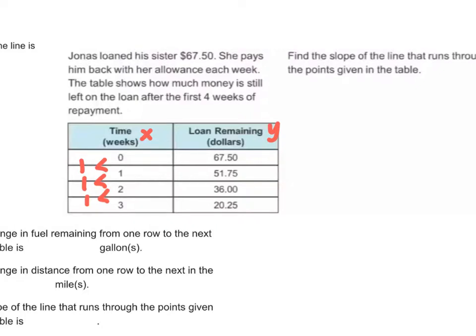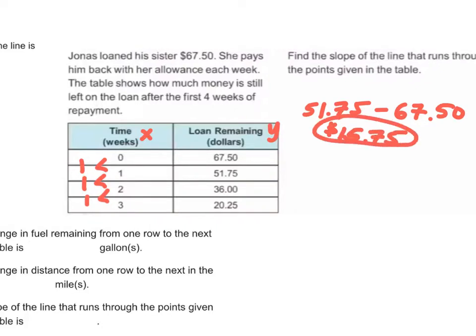And that's going to give us, okay, let me write this down. 51.75 minus 67.50, 67.5. And that's going to give me negative 15.75. Okay? And so that's one of them. All right? So I know that this difference is negative 15.75, and that's minus money.